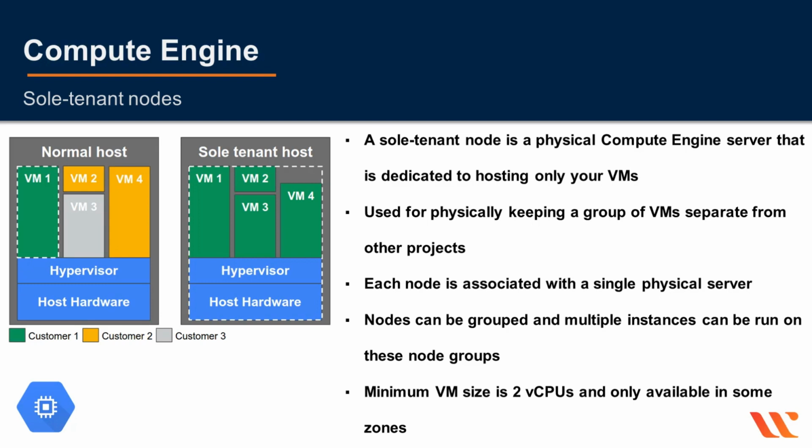Here, each node is associated with a single physical server. These nodes can be grouped and multiple instances can be run on these nodes. There is a minimum VM size of 2 virtual CPUs, and this feature is only available in certain zones. So you can't really have a micro instance or any other instance that has less than 2 CPUs.